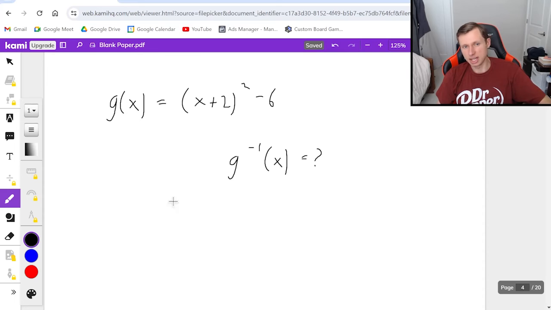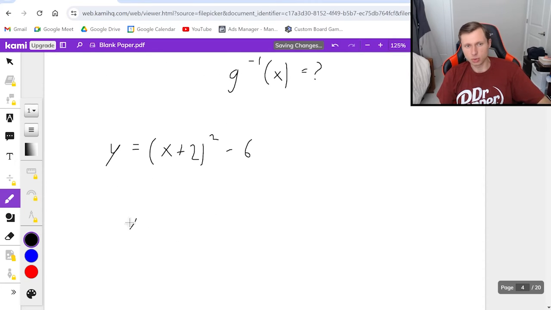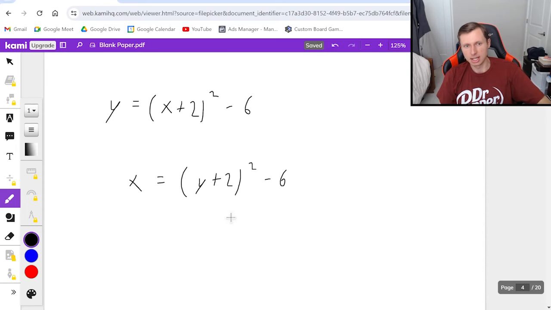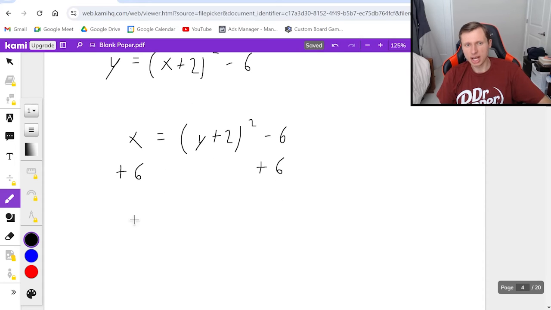Okay, so here's what I'm going to say for this one. First, just as before, y equals x plus 2 quantity squared minus 6. Then I switch the x and the y like this. And now I need to solve for y. So that's going to involve adding 6 to both sides. x plus 6 equals y plus 2 quantity squared.